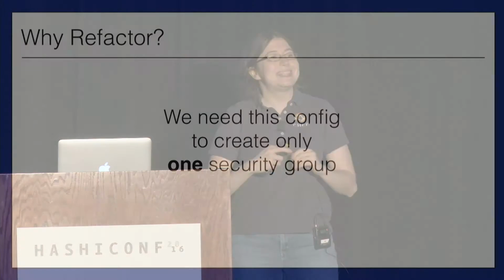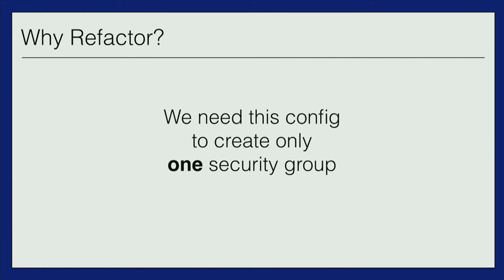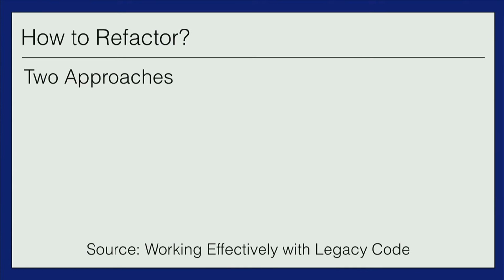So in order to cut down on the number of security groups we use, we need to alter this config to only spin up one security group with those 2 rules in it, rather than 2 security groups with 1 rule each. So now that we know why we need to refactor, let's go over how we would refactor this config. Now there are 2 common approaches defined in the book Working Effectively with Legacy Code.